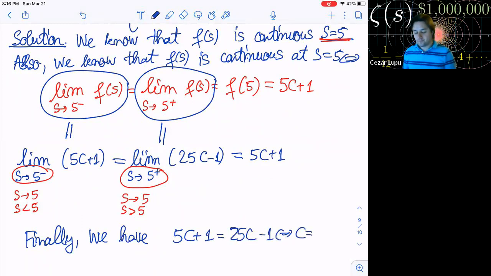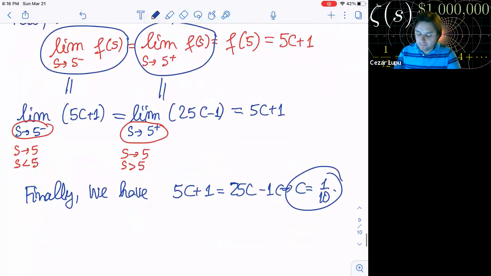What is c here? It is 1 over 10. And that's it. That's the end of the problem. Is it clear? So we have 20c equals 2. 2 over 20 is 1 over 10.